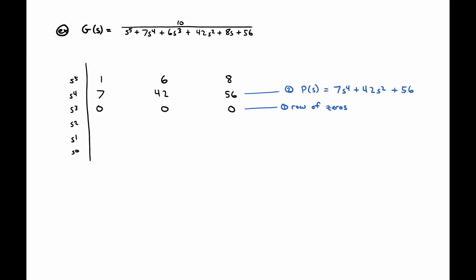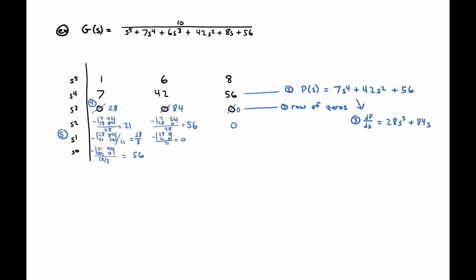We find P of s, so we go to the row above it. That is s to the fourth. So we're going to have that first coefficient, 7, multiplied by s to the fourth. Our second coefficient is 42, multiplied by s to the second. And then the last thing is 56 times s to the 0. We take a derivative of that, and those coefficients are going to be the ones that replace this row of zeros. That's step number 4 here. So now we have 28, 84, and 0.